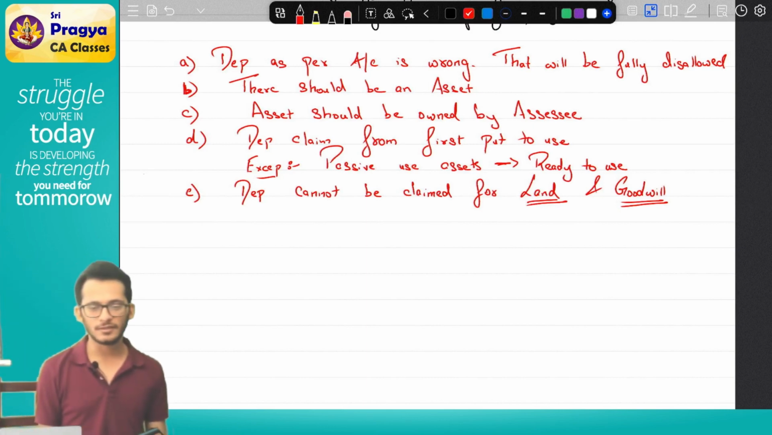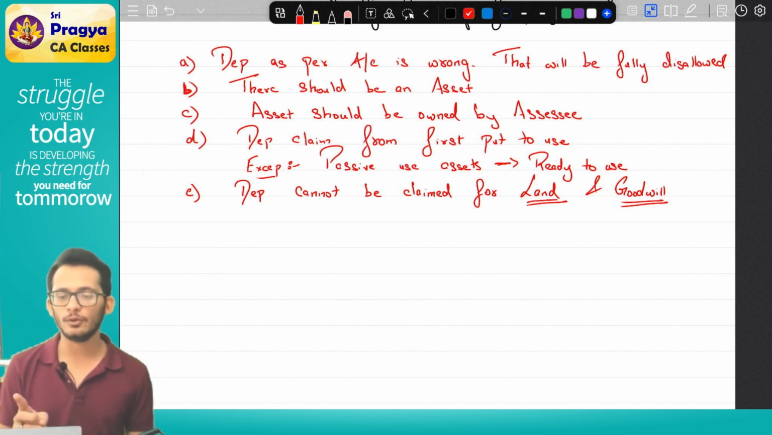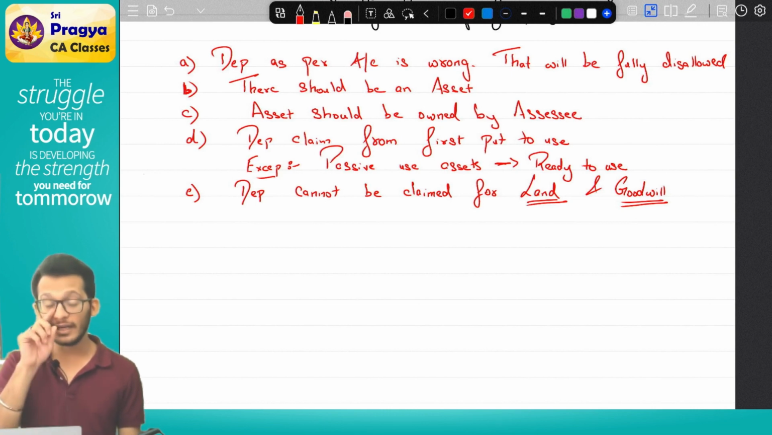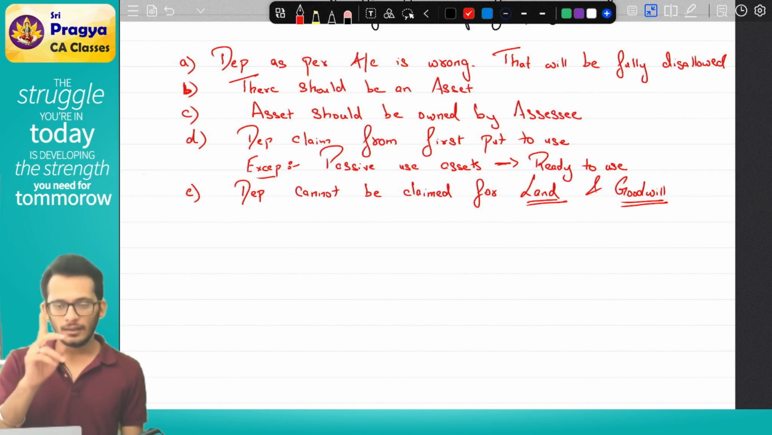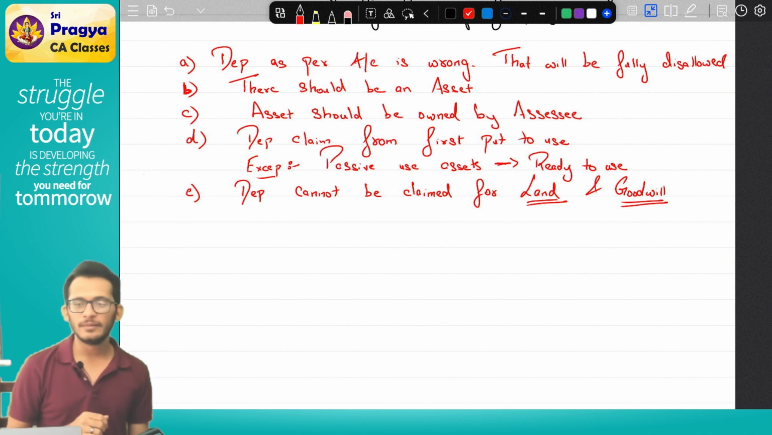What is the background of depreciation? You can claim depreciation as per income tax. You can claim depreciation only if you have an asset. You should be the owner of the asset. Depreciation can be claimed from the date on which the asset is first put to use. Depreciation cannot be claimed on land and goodwill. With me till here? Yes.